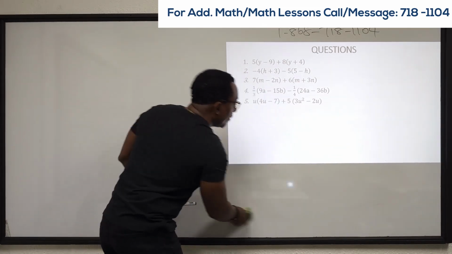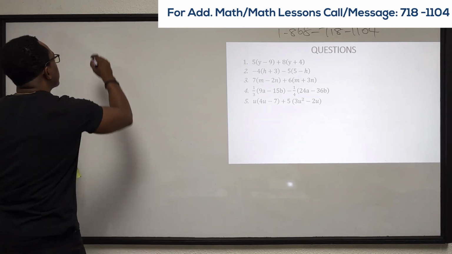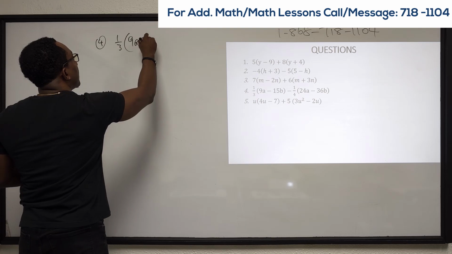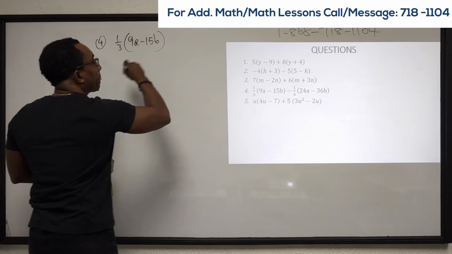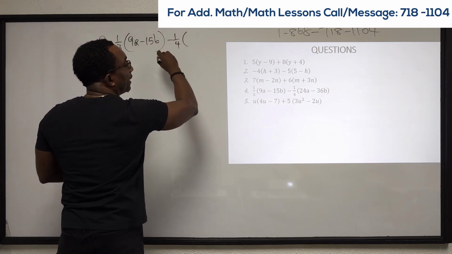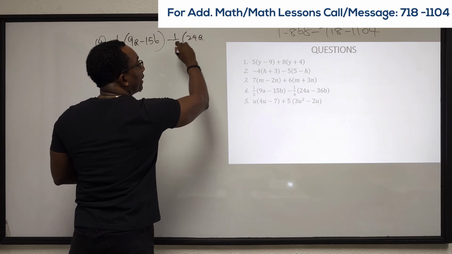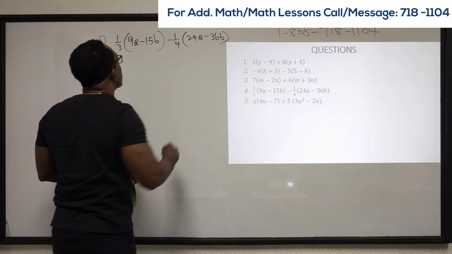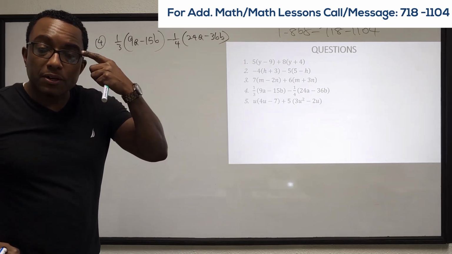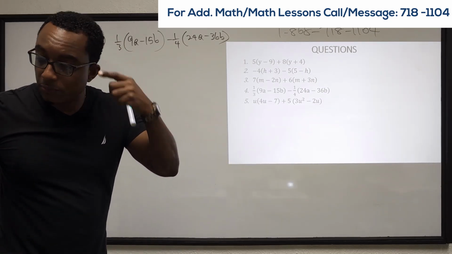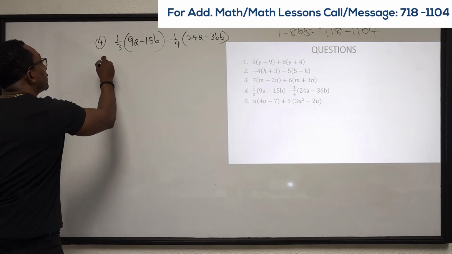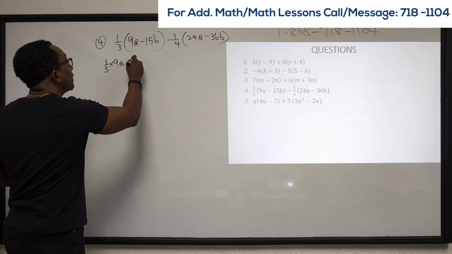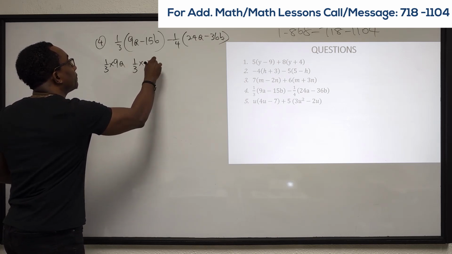So for 4, we have here 1/3 into 9a minus 15b minus a quarter into 24a minus 36b. Again, we start formalizing in our minds. You know what we're going to do? We're going to multiply what? 1/3 by 9a. We're going to multiply 1/3 by negative 15b.